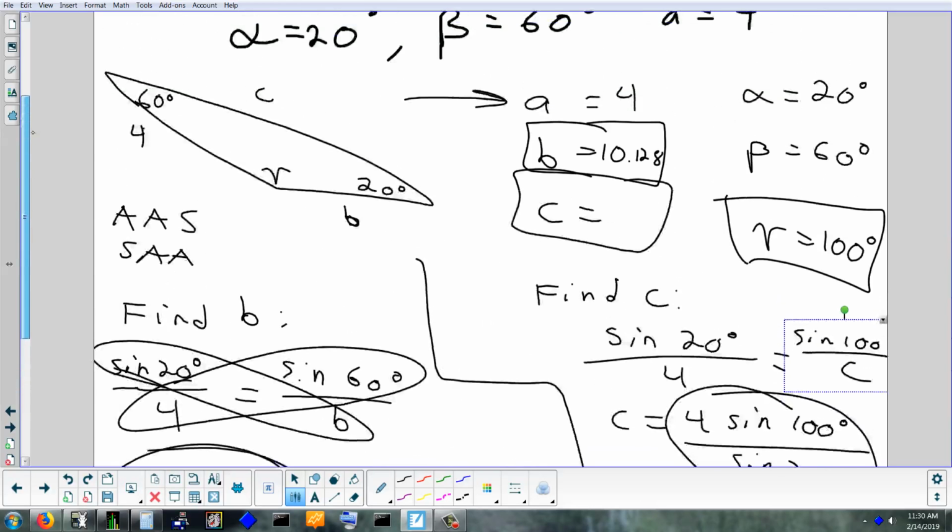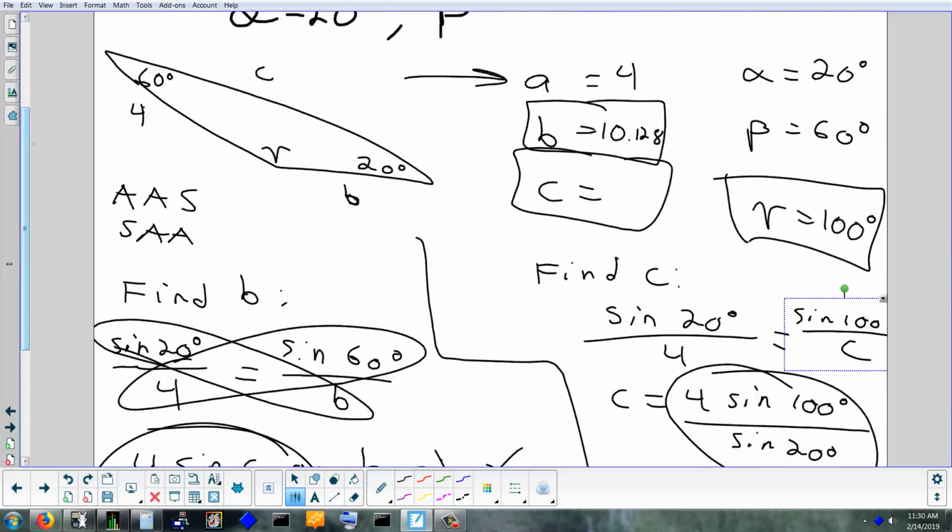Now, before I fill it in, what do I know about side C compared to the other two? Yep. Larger. Should be larger. This is the biggest angle. This is going to be the biggest side. You can't say, oh, because this angle is 5 times bigger than that angle, this side's 5 times bigger than that side. No, the graph of sine isn't a straight line. If it was, that would be true. But you just have to figure it out by typing it in.